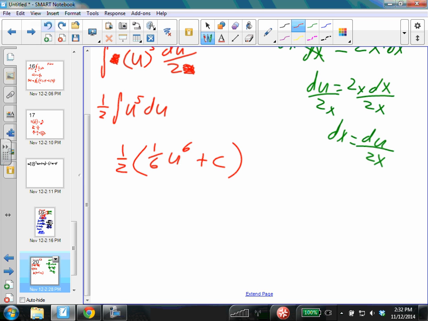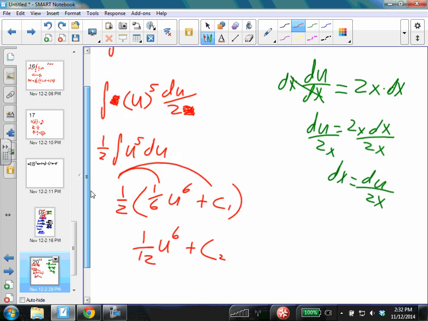And I'm keeping that in parentheses because what do I need to do with this 1/2? Yeah, I need to distribute that 1/2 right there. So what is 1/2 times 1/6? 1 over 12 u to the 6th plus, what happens when you do 1/2 times a constant? Yeah, a constant times a constant creates a constant, right? It may be a different constant, so if you want to call this one C1 and this one C2, it's still a constant though, okay? It doesn't change the fact that it's a constant.